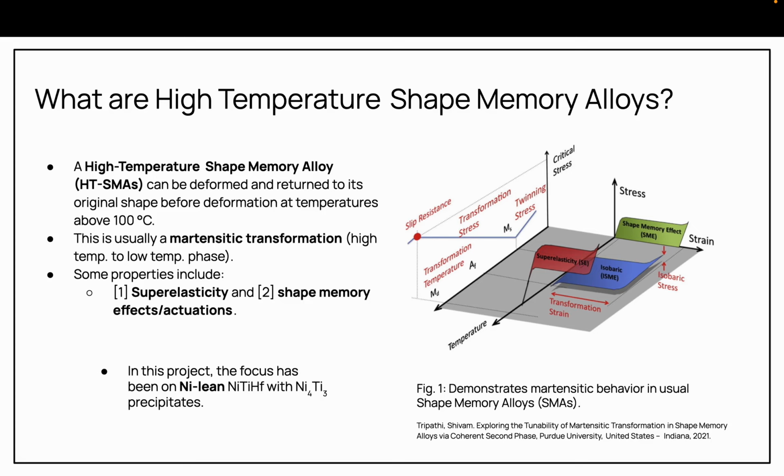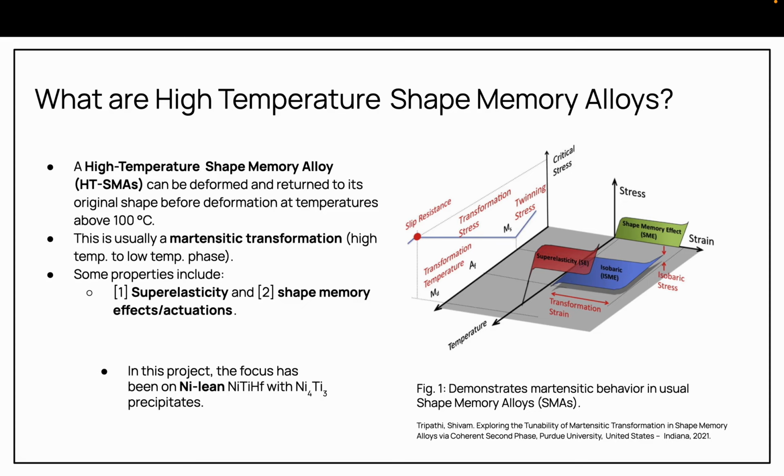Another property is superelasticity, which is shown in red. This occurs at a fixed temperature above the austenite finish temperature, shown as AF, and is an example of stress deforming the material. After removing the stress, the material returns to its original shape without heat. If this deformation was purely thermal, then it would be actuation.